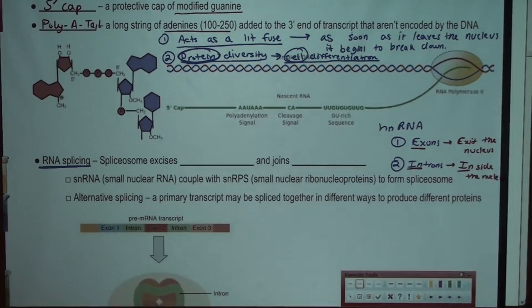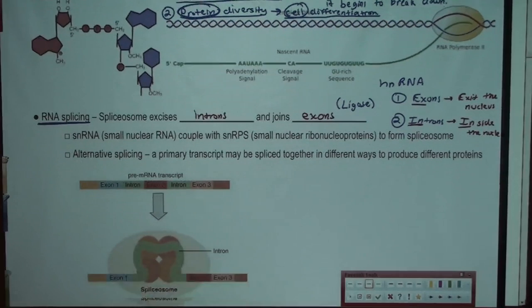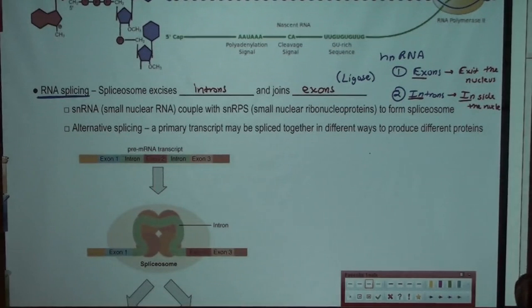Okay, so spliceosomes excise or take out your introns. And then what's left behind are your exons, which it helps join together. And to be able to join them together, we use ligase. The enzyme ligase helps to glue back together the pieces that we cut out. So here, when else do we use ligase? DNA replication. It connects together the Okazaki fragments. Okay, so we're going to see that again later on.